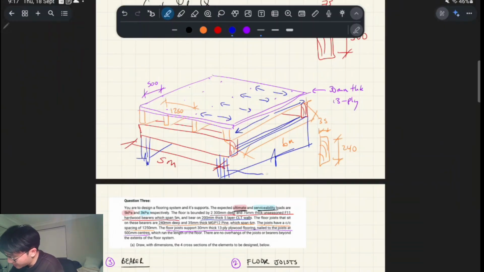These CLT walls, there's 5 layers, so I've drawn it a bit wrong. The 5 layers, yeah, and the whole thing is 200 thick, like that, right? So that's basically what is happening. So let me continue the load thing.